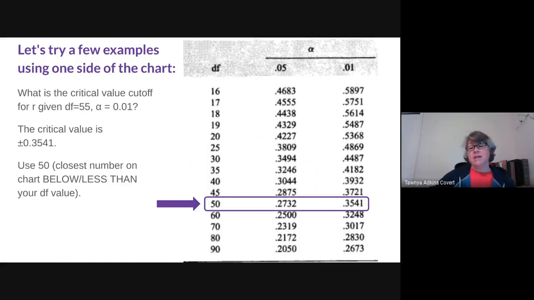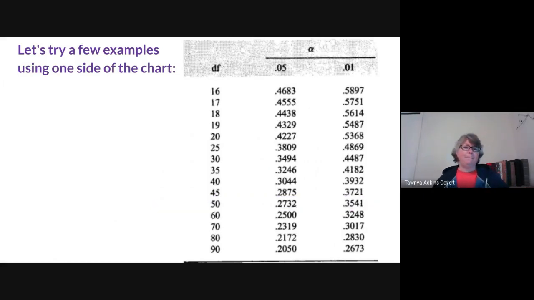We're always going to use the lowest number, the closest number that isn't above it, because going above it is actually going to make it easier to reject our null, because we're going from 0.3541 to 0.2732. So it's easier to get a 0.27 in our calculation than it is to get a 0.35. So we're going to go with the number that gives us the higher threshold. That's the more conservative approach, and that's the way I want you to do it. So our critical value is plus or minus 0.3541. And we use 50 because it is the closest one that is less than our degrees of freedom value.